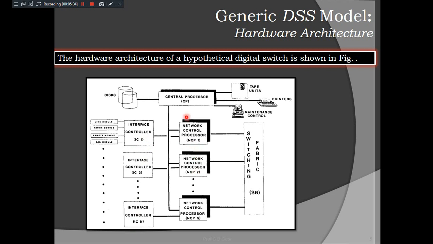Similarly, in the second or middle part you can see the heart of the DSS, the hypothetical digital switch, containing NCP1 to NCPN, the network control processors. They are connected to the interface controllers at the left side, and at the right side they are also connected to the switching fabric. There is a different version of the connection shown here, but the rest of the diagram looks similar. Each NCP is also connected to the central processor.